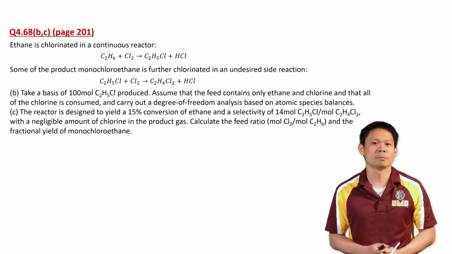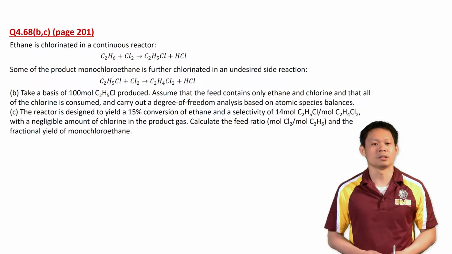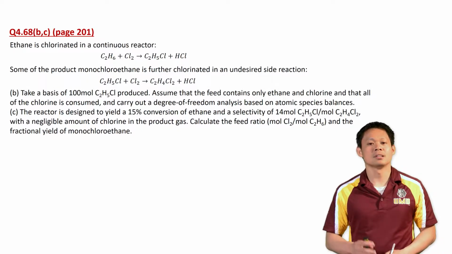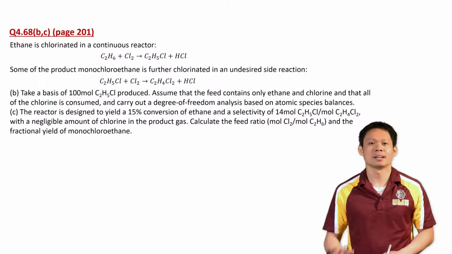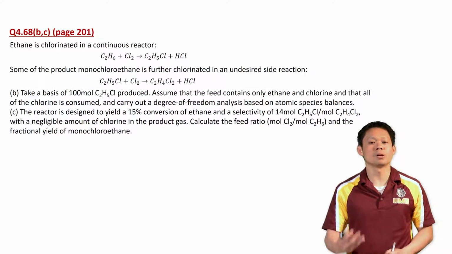I'm going to go through all three methods of degree of freedom analysis to show that we're going to get a consistent value here. All right, so let's go ahead and do part B first. In part C, it gives us a yield, a conversion and a selectivity, and it asks us to find some of the unknowns that we are going to try to solve for. So let's do part B first.